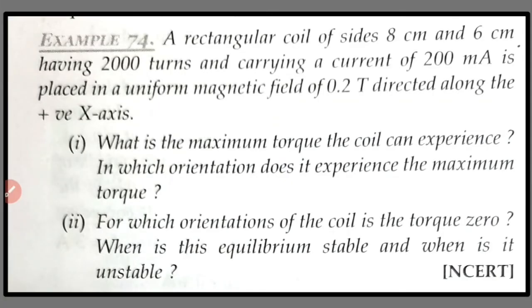A rectangular coil of sides 8 cm and 6 cm having 2000 turns and carrying current 200 milliampere is placed in a uniform magnetic field 0.2 Tesla directed along positive x-axis. What is the maximum torque the coil can experience, and in which orientation does it experience maximum torque? Maximum torque when theta equal to 90 degree. For which orientation of the coil is the torque 0? Theta equal to 0 and theta equal to 180.